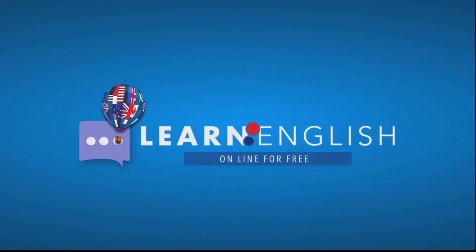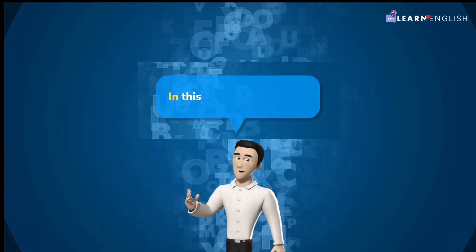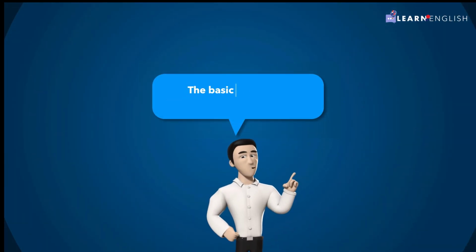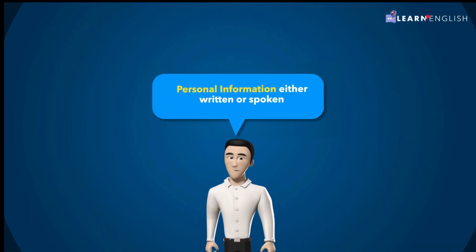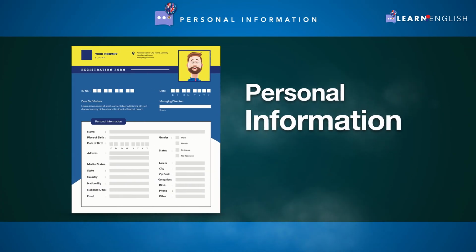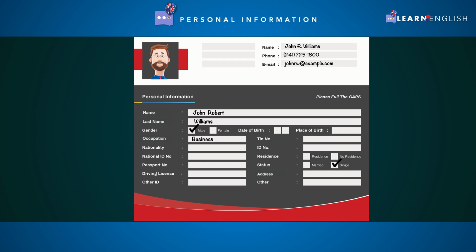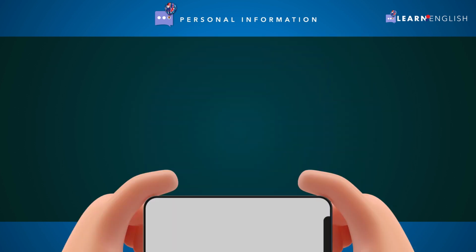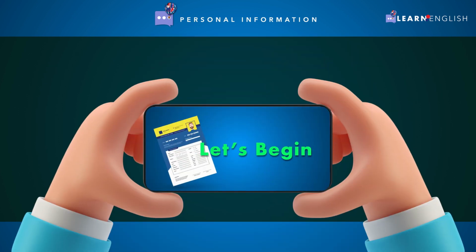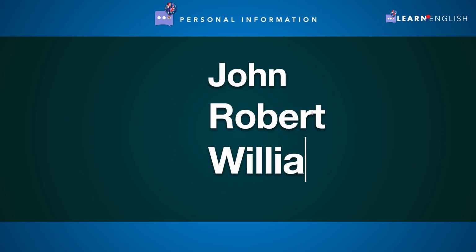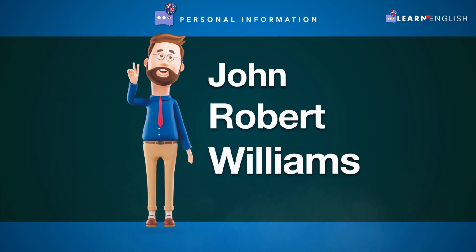Learn English. In this lesson, we will learn the basic vocabulary to provide personal information, either written or spoken, which is very useful in our days to fill out an online form or in different situations in everyday life. Let's get started. To fill our form, we will use a character named John Robert Williams.